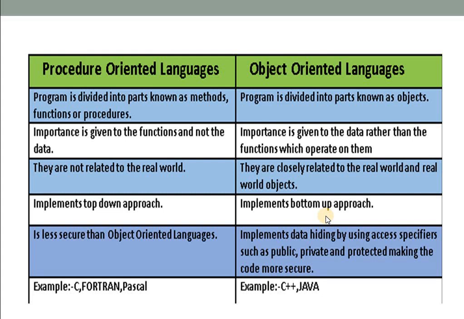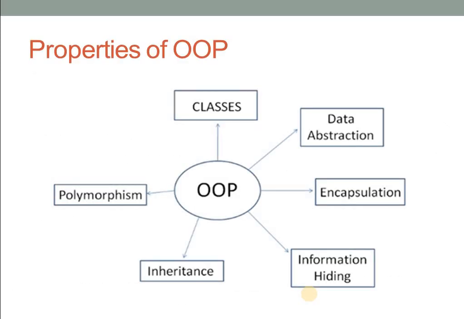Next important difference between procedure oriented and object oriented is that in procedure oriented, the security factor is very low when compared to object oriented, that is the OOPS concept. And the last point is you can see some examples listed here. C, Fortran, Pascal, etc. are some examples of procedure-oriented languages, while C++ and Java are examples of object-oriented languages. We know object-oriented is also called OOP concepts.